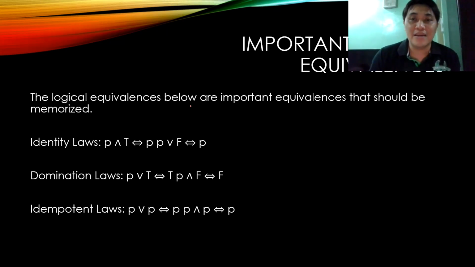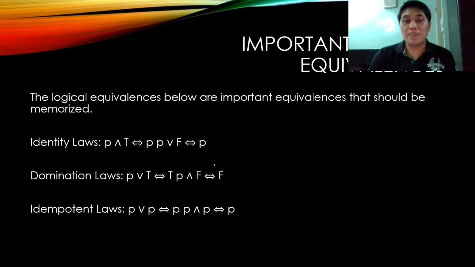First, we have the identity law. For our identity law, P logically and is true is equivalent to P. If P and logically or is false, it is logically equivalent to P. In our domination law, P logical or is true is equivalent to true.